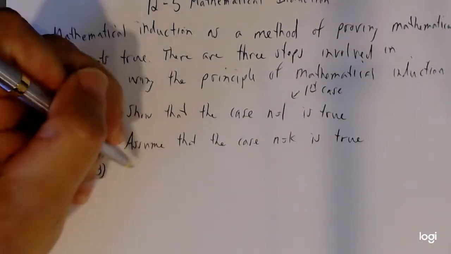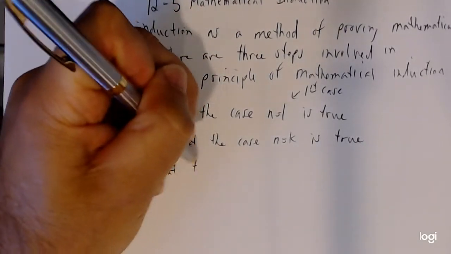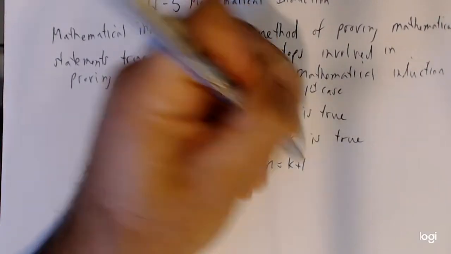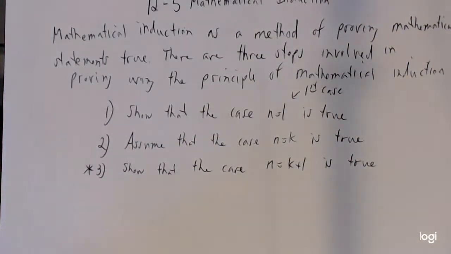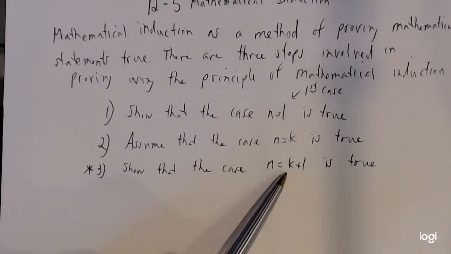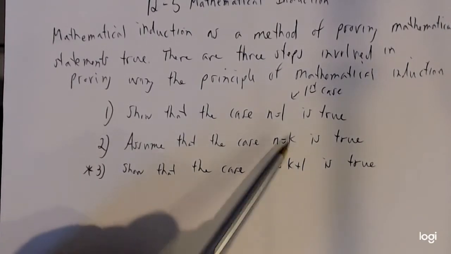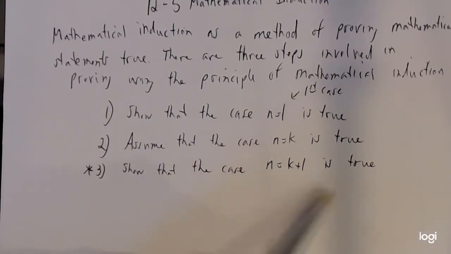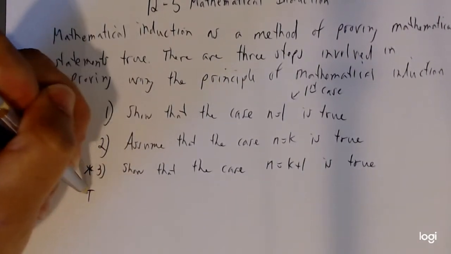The third step is we need to show that the case n equals k plus 1 is true. So what are we doing here? We're showing the case after the kth one. If this is k, this is k plus 1. We want to show that k plus 1, which is 1 after k, is also true for the statement provided.